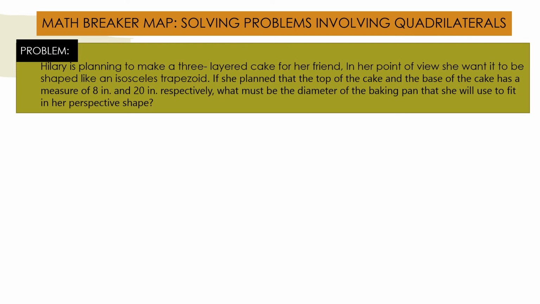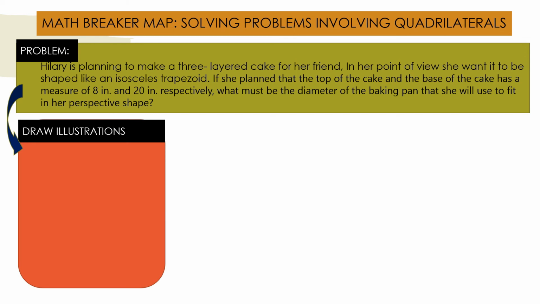So since she wants to have a 3-layered cake in the shape of an isosceles trapezoid, let us have an illustration for it. So let's say this is her perspective of measurement. So this will be our illustration. So the base has a measure of 20 inches and the top layer should have 8 inches. What must be the measure? Again, it is a mid-segment. So this will be our x.